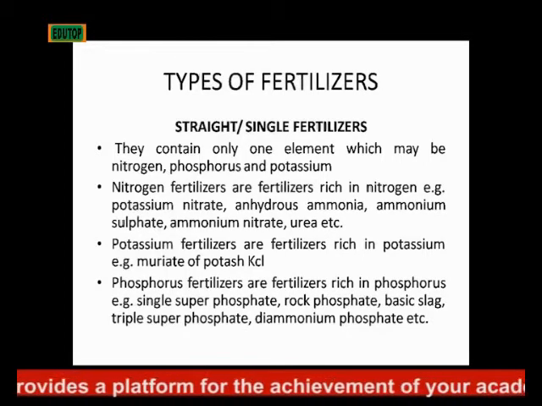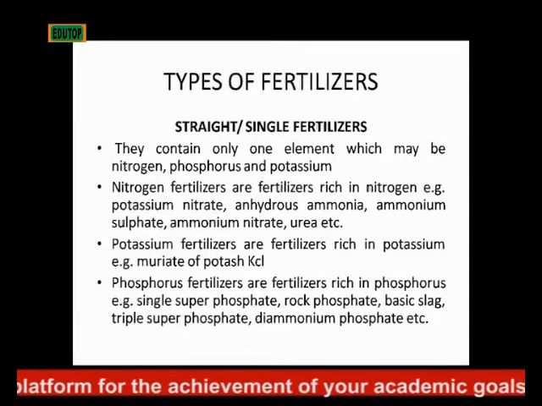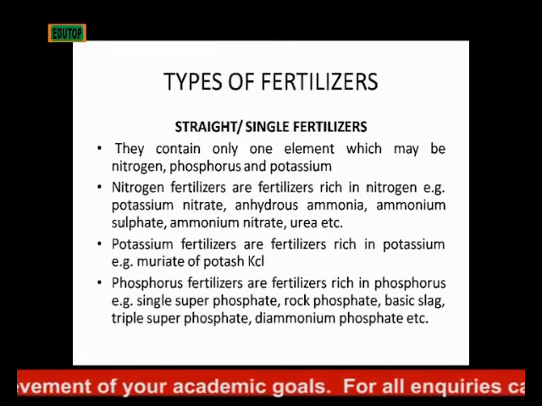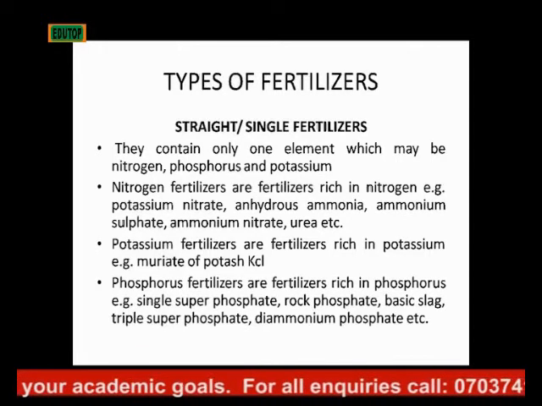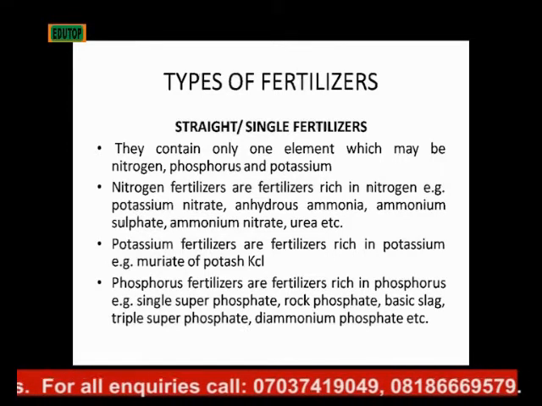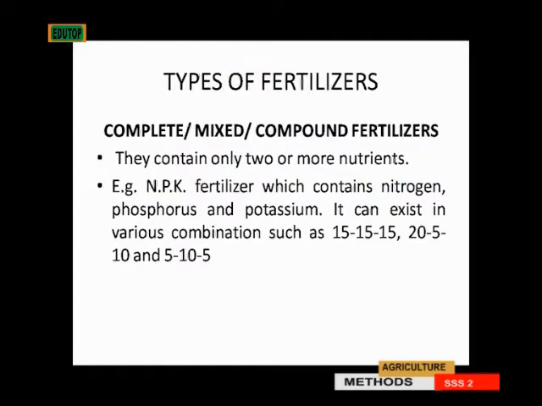Then phosphorus fertilizers are fertilizers that are rich in phosphorus. Examples: we have single superphosphate, rock phosphate, basic slag, triple superphosphate, diammonium phosphate. Those are examples of phosphorus fertilizers. Then the second type of fertilizer now, the complete fertilizers, or what we call mixed or compound fertilizers. This contains two or more nutrients. It's not just one.